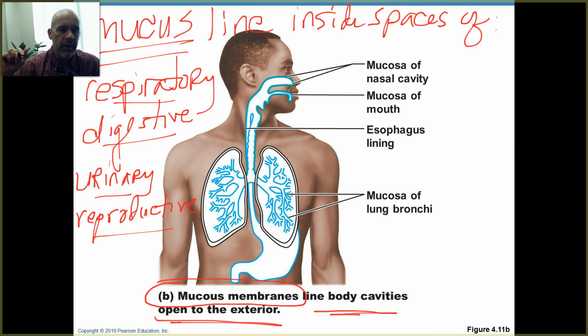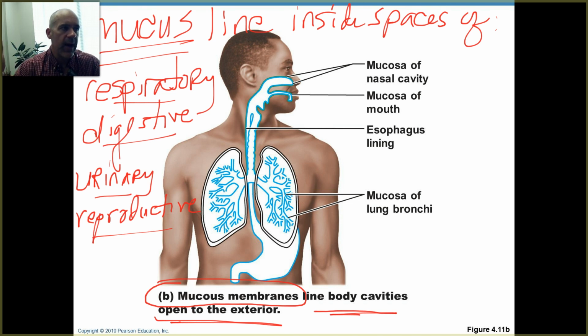In a male, the urethra is also part of the reproductive system because that's where semen passes through. But then also the vas deferens, for example, the tube that carries sperm cells from the testes to the urethra so that they can make their way out of the body. Those inner linings are all mucous membranes as well.